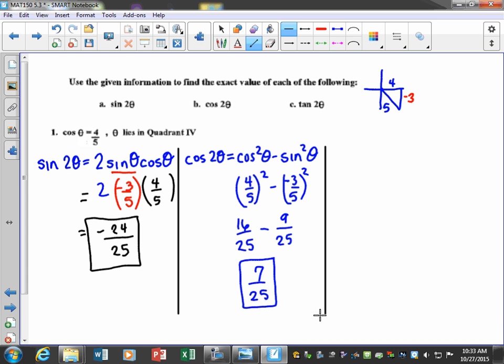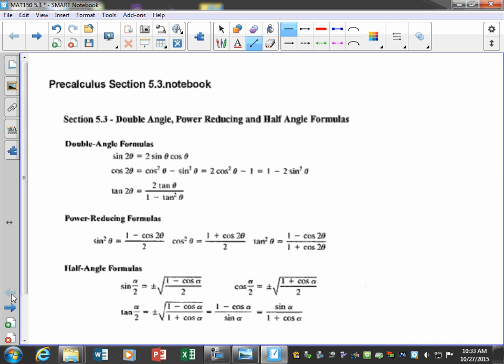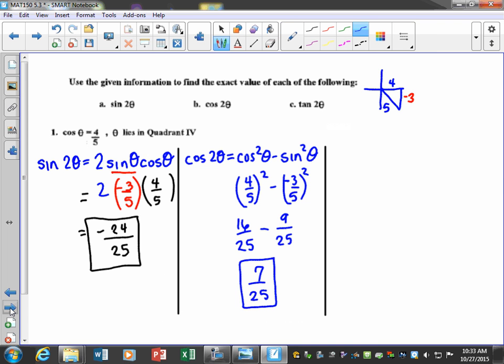Okay, let's calculate the tangent of 2 theta. So let's peek back on the previous page. Tangent is this formula right here, so we want to write it down. Always start with writing our formulas. Tangent of 2 theta is equal to 2 tan theta divided by 1 minus tangent squared theta.